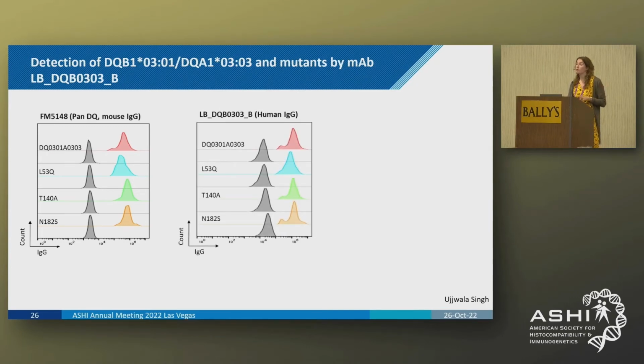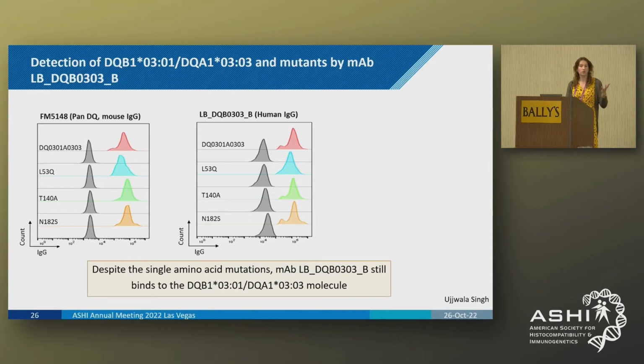And then we go to the data of the monoclonal antibody, and here we can see that it also still binds. So the monoclonal antibody binds to the wild type, but also binds to these three mutants. So that was a bit disappointing, because we saw they're still binding to the three mutants. So apparently a single amino acid mutation on either location is not enough to abrogate the binding.